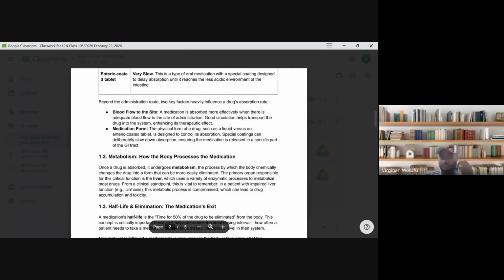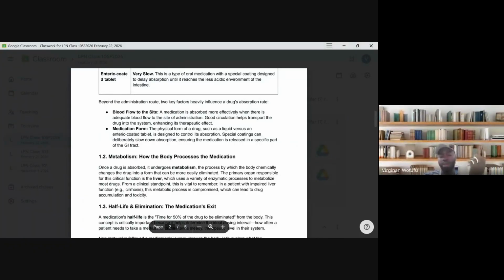Now we look at metabolism, how the body processes the medications. So with this, we know the chief site where metabolism, or breakdown, medication detoxifying takes place is in the liver, right? So during medication administration, we need to pay attention to the liver.